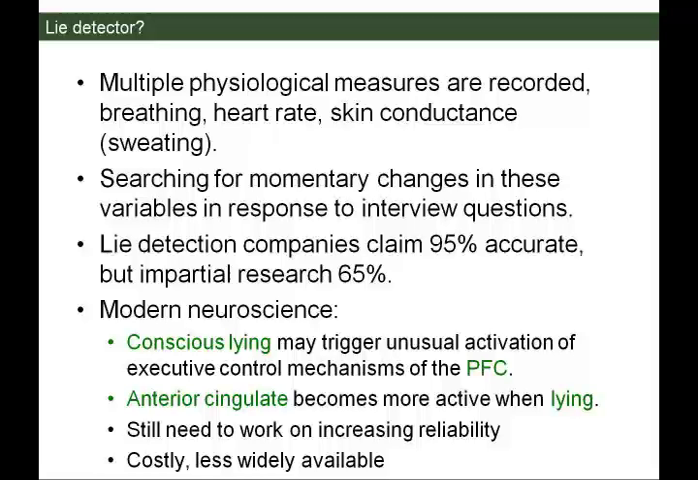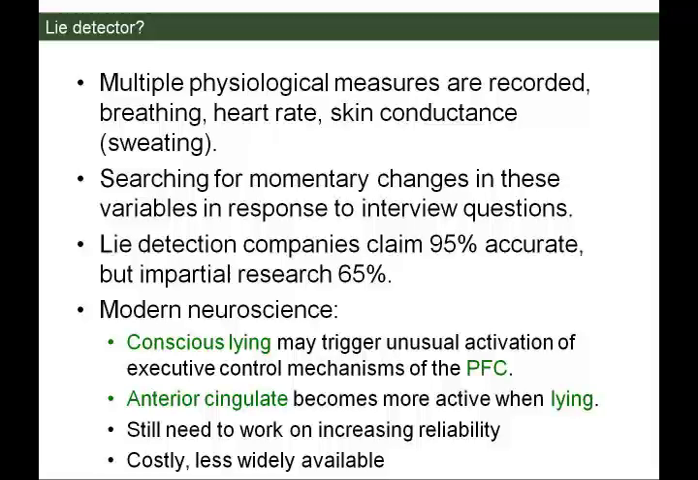Okay? And the sweating is measured by skin conductance, and then also measuring the breathing. If they're lying or anxious, they're going to breathe much faster. So that's what the lie detector looks for. You measure all these physiological variables, and note that all of them are measures of the autonomic nervous system. None of them are measures of the brain.